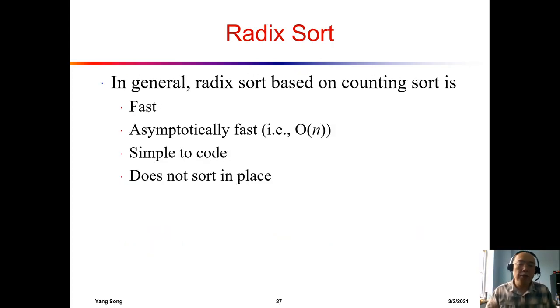Okay, so if we want to review what we have learned about the Radix sort, it is indeed a fast algorithm, and it is O(n). It's simple to code, but it doesn't sort in place. And the worst thing about the Radix sort is that it's not a general purpose sorting algorithm.